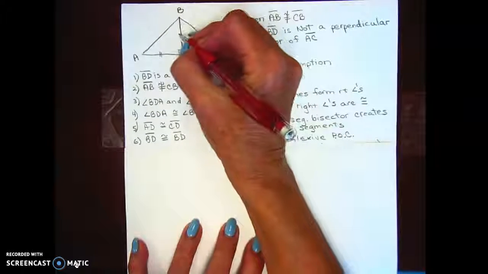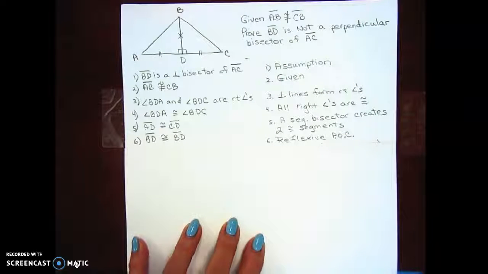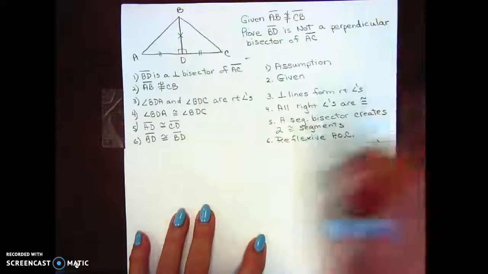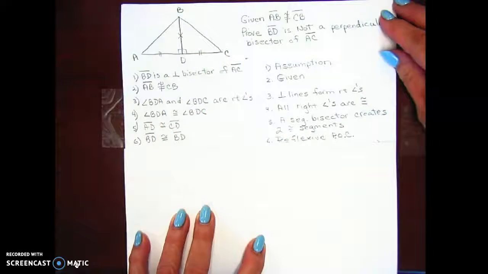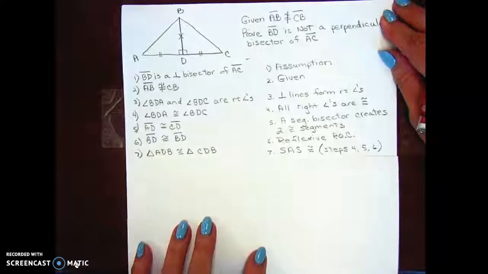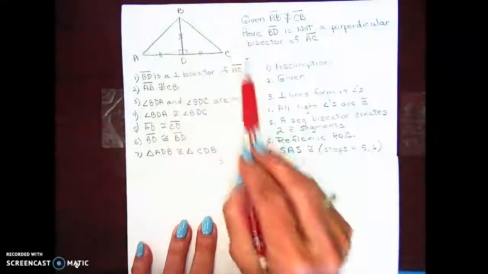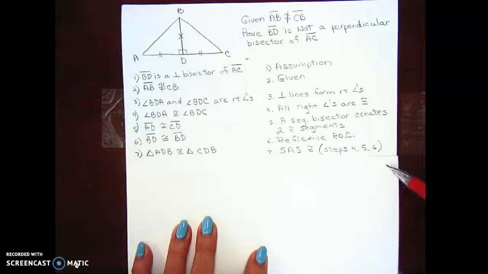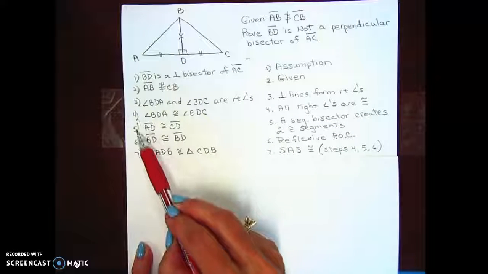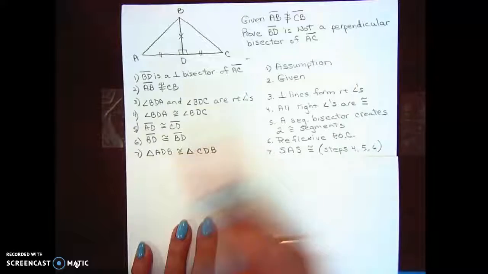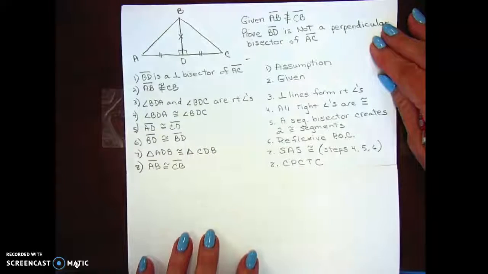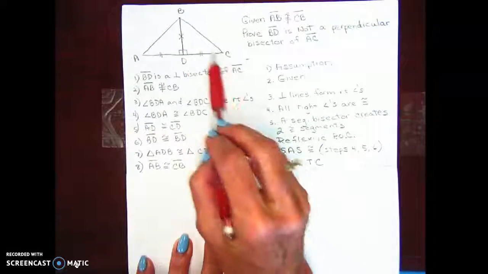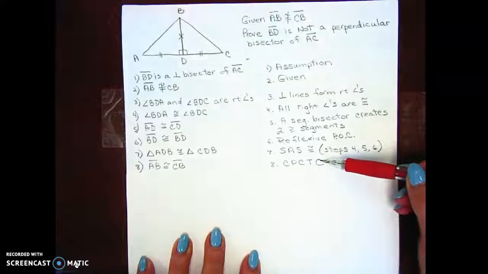And I have that BD is congruent to itself. That's the reflexive property of congruence. So I now have enough to show I have two congruent triangles. Triangle ADB is congruent to CDB by side angle side congruence, and I got that from steps 4, 5, and 6. That means that AB is congruent to CB by CPCTC.